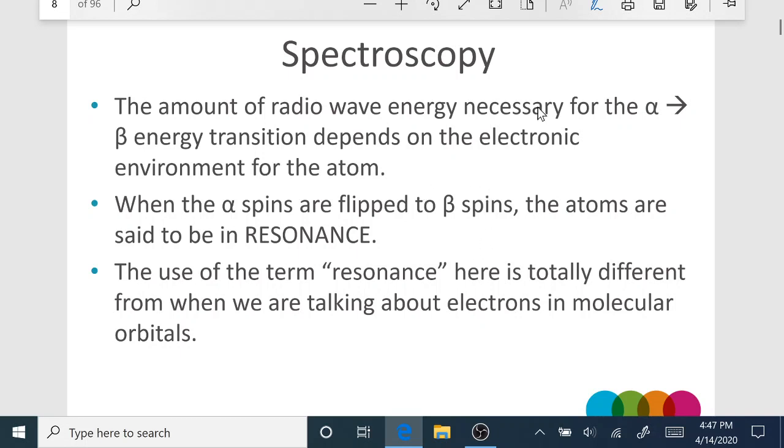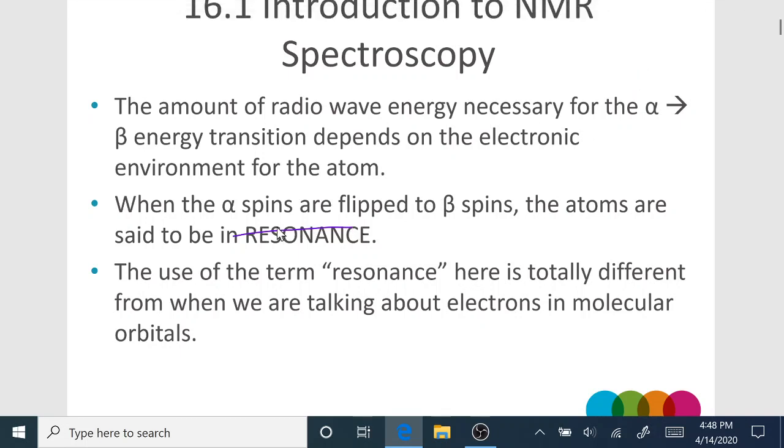We're actually going to bombard these nuclei with radio frequency energy, and when the alpha spins are flipped to beta, the atoms are said to be in resonance. The term resonance here doesn't mean resonance as we talk about with a carbonyl and a double bond. We're not talking about moving pi electrons. We're talking about being in resonance with the external field and how that affects the way that it interacts with that field.